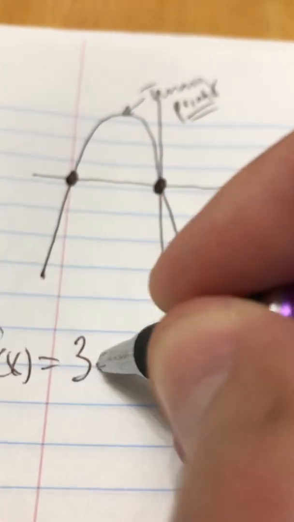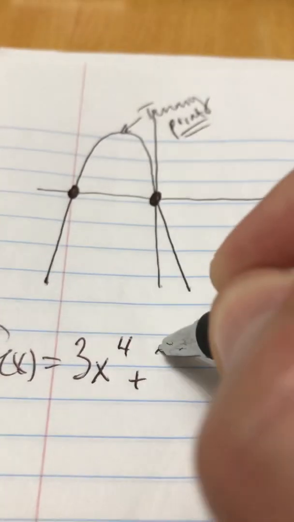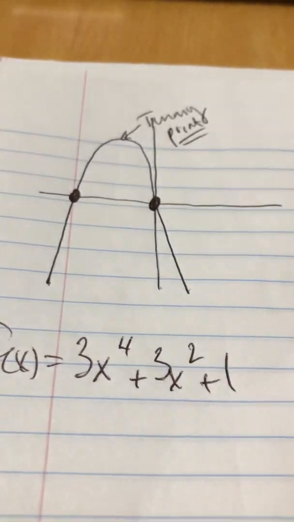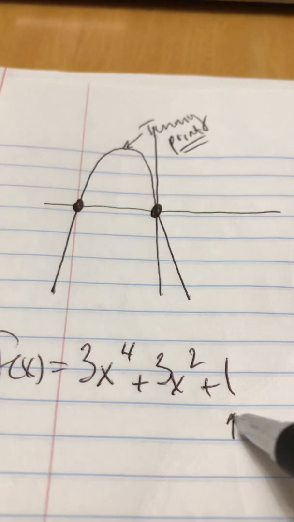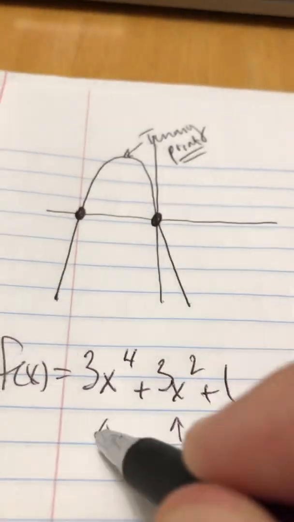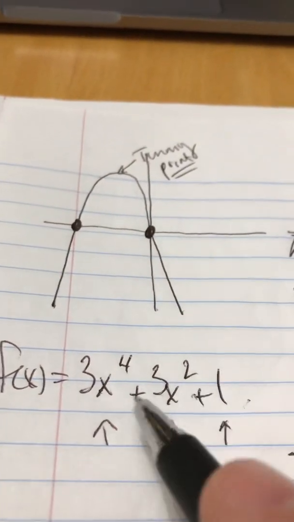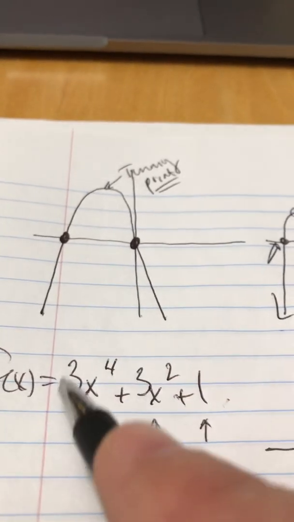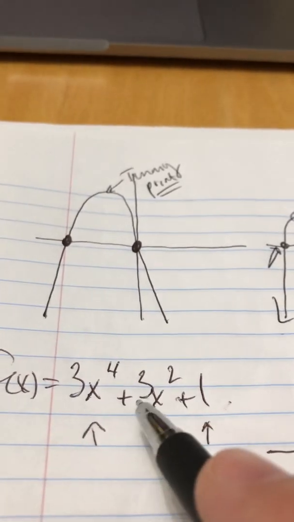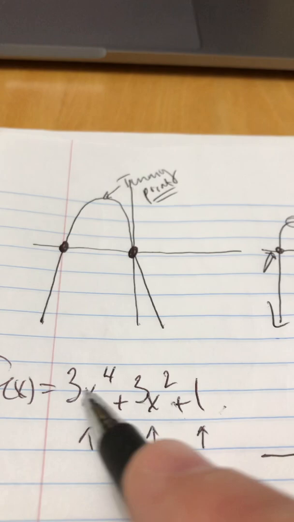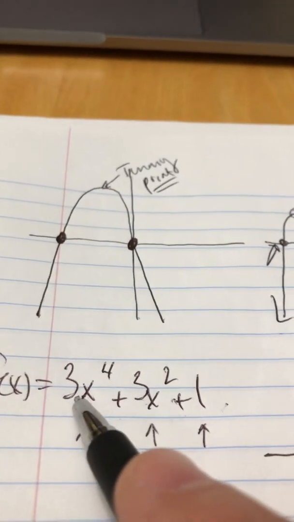Well, if you have a polynomial function, and you have 3x to the 4th plus 3x squared plus 1, you have terms. You have three terms. Terms are formed by multiplication and division, and they're separated by additions and subtractions. So this is a trinomial.